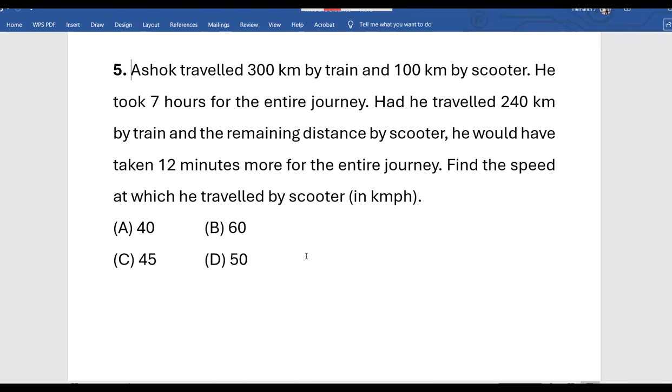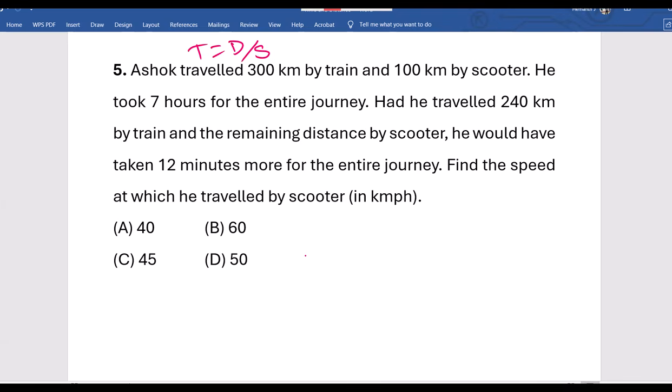Ashok travels 300 kilometers by train and 100 kilometers by scooter, so that it takes 7 hours for the entire journey. But if he travels 240 kilometers by train and the remaining distance, 160 kilometers, by scooter, it takes 12 minutes more. So now it is like two different equations, sir. Time is distance by speed.